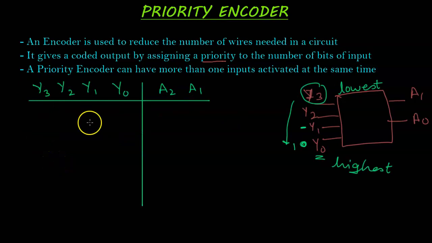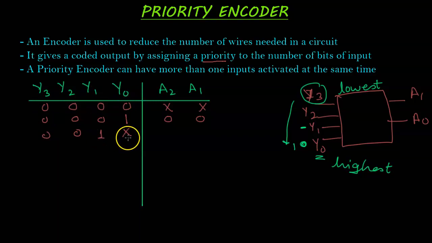Because we have 4 inputs, we're going to have 4 combinations. Now when all the inputs are 0, then the output is don't care. Now Y0 has the highest priority. So when Y0 is 1, the output is 0, 0. Now when Y1 is 1, it does not matter if Y0 is 1 or 0, so we declare it as don't care. And the other combinations are going to be 0 as previously. So when Y1 is 1 and Y0 is 0 or 1, which does not matter, the output is 0, 1.